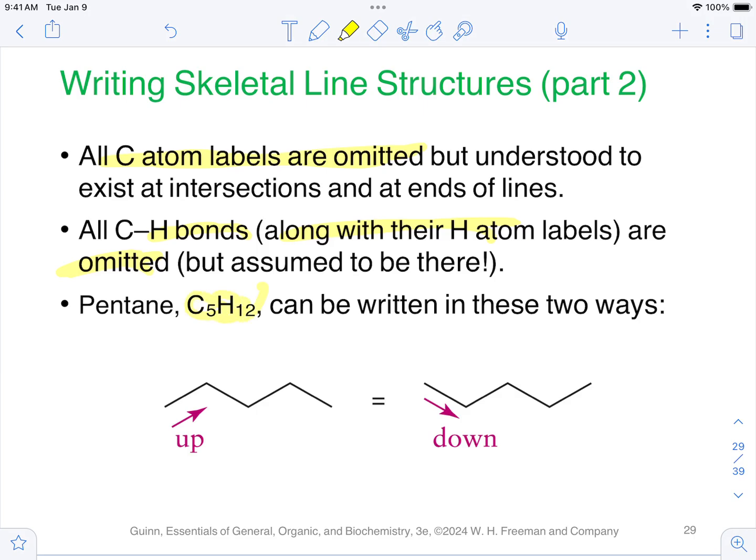So we have C5H12. Where are my 5 C's? Each point. 1, 2, 3, 4, 5. The H's, again, I'll show you in another slide. But back to my point, it doesn't matter if you start up with the zigzag or if you start down. It's the same thing either way. So that does not matter.